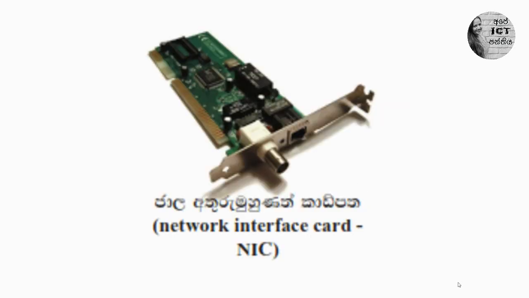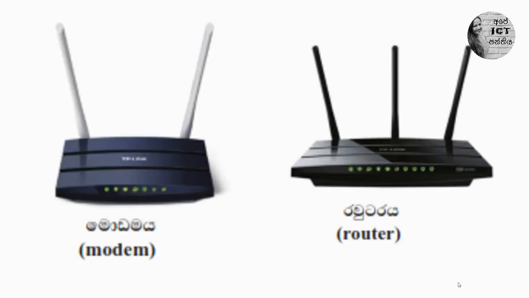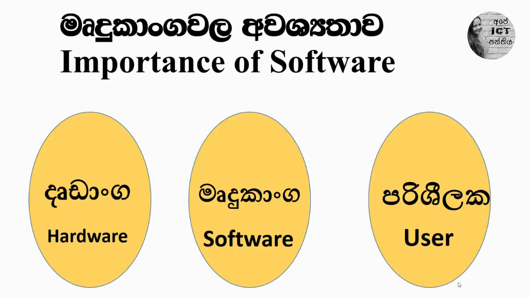First one is NIC, Network Interface Card. In each and every computer, there should be a NIC. In old computers, we had to place the NIC as an external device. But in modern computers, the NIC comes together with the computer, so there is no need to take a new NIC for our machine. Then modem and router, you know about those things, and also dongle is an example of a communication device.